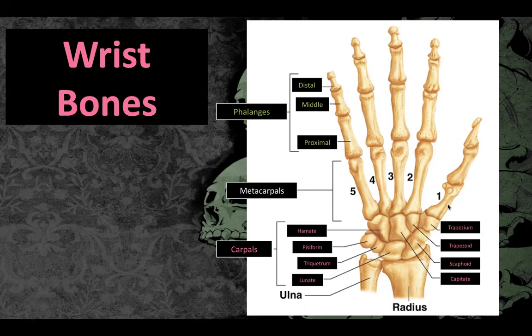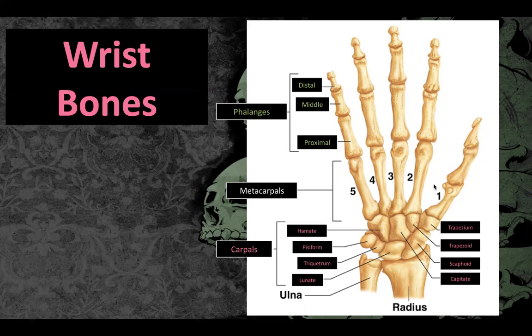There are 5 metacarpals, okay? And notice how we have these numbers. These numbers are going to apply to each finger and each metacarpal. So number 1 is going to be the thumb, number 2 is the pointer, all the way to number 5, which would be the pinky.